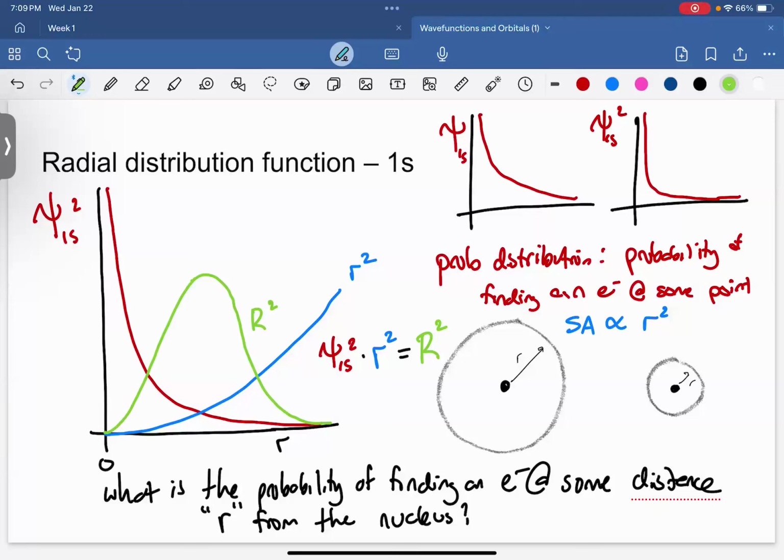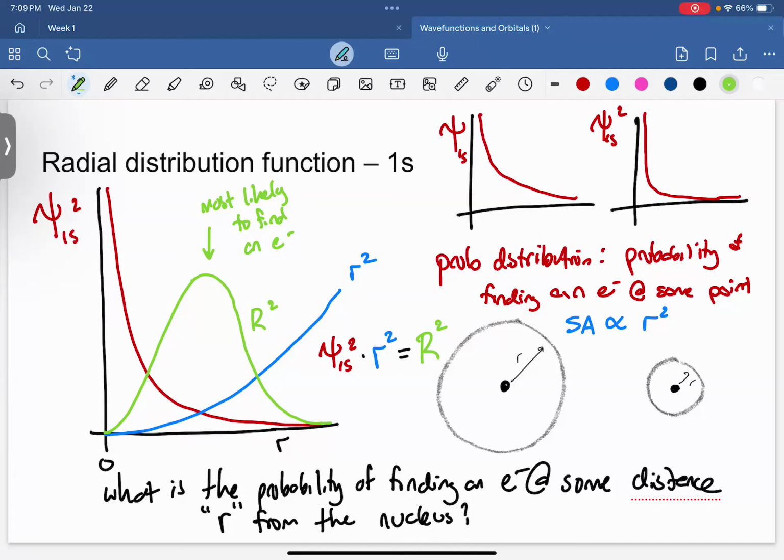And what's nice about this is it tells me very clearly, oh, there's some point here where you are most likely to find an electron at some distance from the nucleus. So the peak of this radial distribution function tells me that there is a single distance from the nucleus that I am most likely to find that electron.